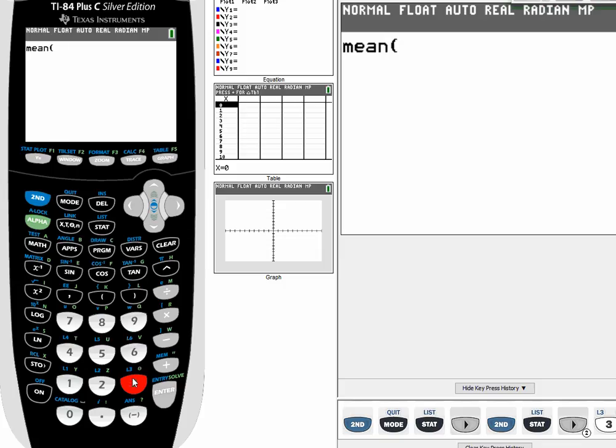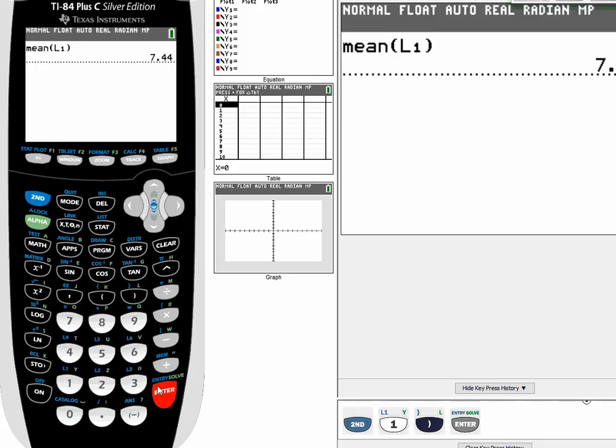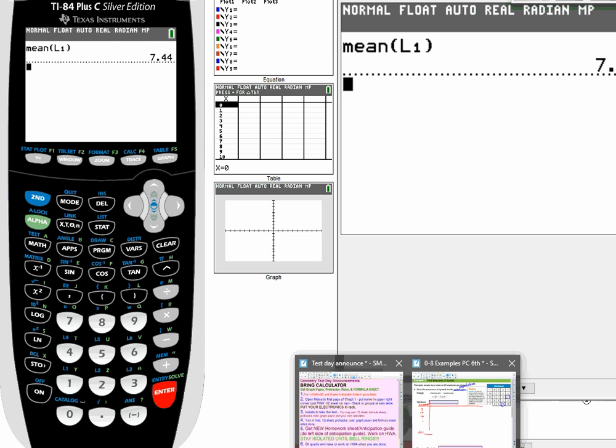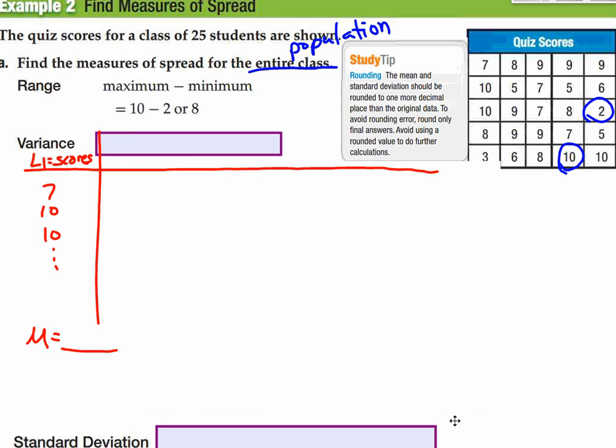So I want the mean of list 1. And so I go mean of second 1 and enter. And just tell me, did we all get 7.44? Because if you didn't get 7.44, it means either I entered something wrong or you did. And I'm going to keep it at 7.44. If it's a long decimal, sometimes I will round it, but in this case, I can do it the way that it is here.